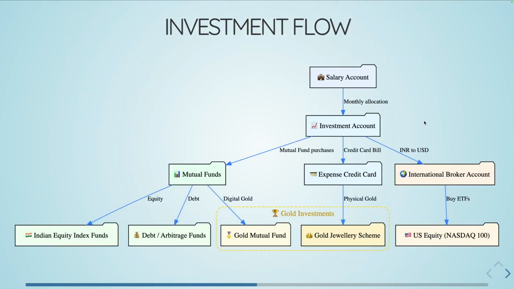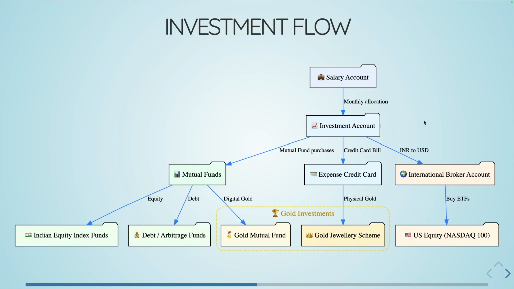If you look at how the flow happens, this is how it works. There is a salary account where money lands in. And from there, I'm transferring an upfront allocated percentage of the salary into this investment account. And from there, it goes into the mutual funds where I buy index funds, arbitrage funds, and gold mutual funds.